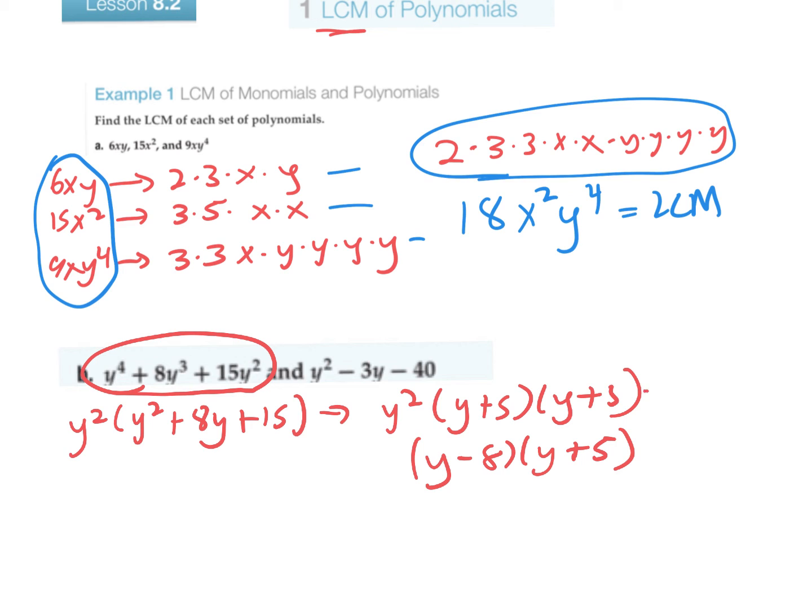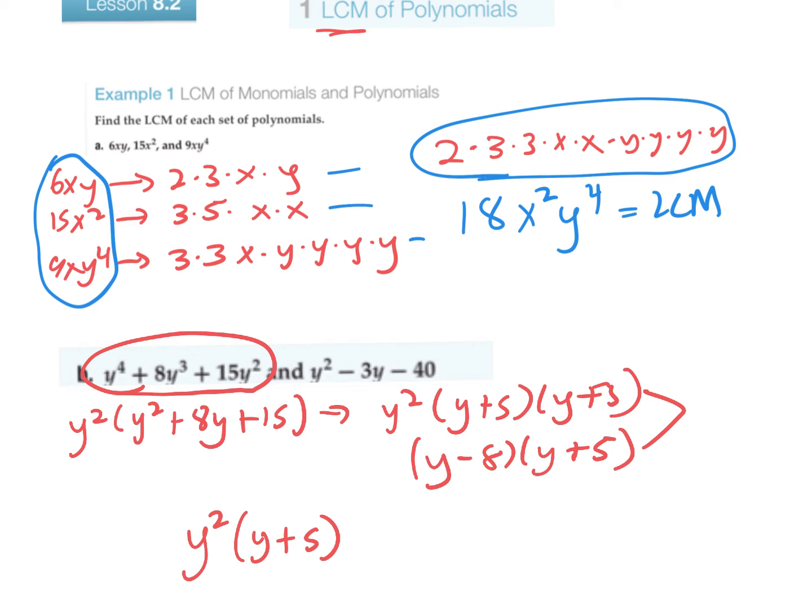So if I look at my 2 factors, how is each factor being used? Well, I have a y squared, so that's going to be one of my lowest common factors, y squared. But I have a y plus 5. Well, it's used once, so that's going to be one of my lowest common multiples. And then I have a y plus 3.